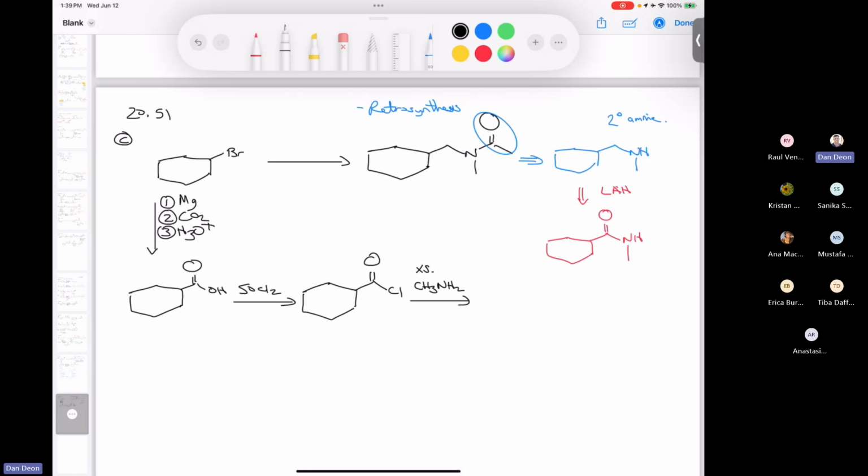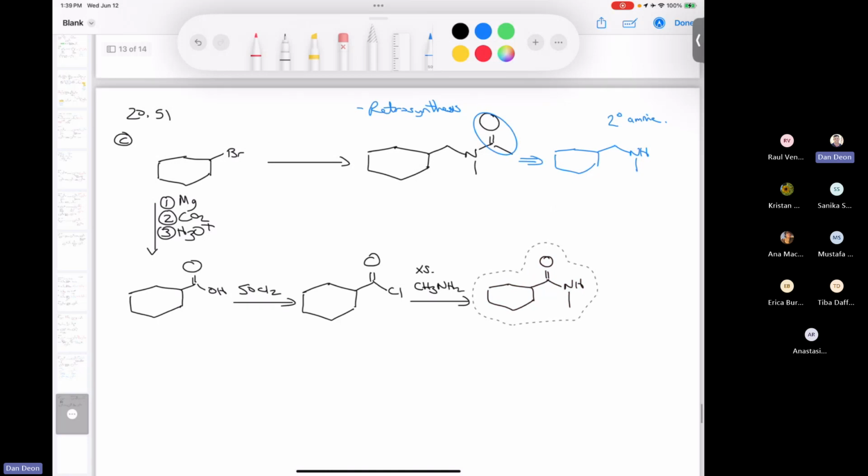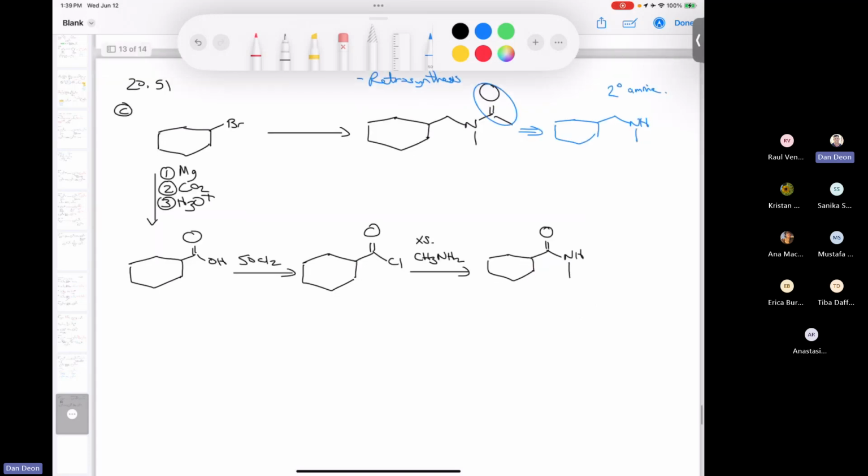So what I'm going to do is I'm just going to save a little bit of real estate for myself here. And I'm just going to copy and paste this molecule. I'll bring it down here and I'll change the color like that. Okay. So now we have this compound. Now what we have to do is we have to reduce it. Okay. So we're going to reduce that to the secondary amine.